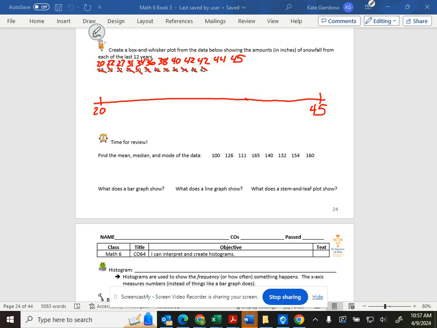Do you think I need to write each number individually? 20, 21, 22, 23, 24. That's a lot of numbers to write. I think it would be easier if I skip counted. And I'm going to skip by 2s. And I know that 45 is going to be right in the middle of that 44 and 46.